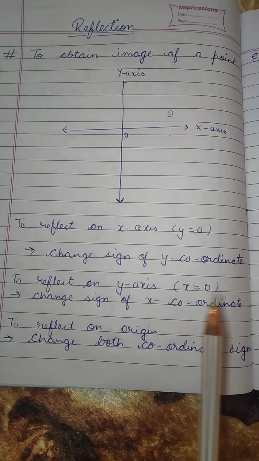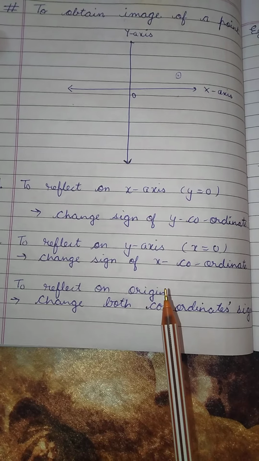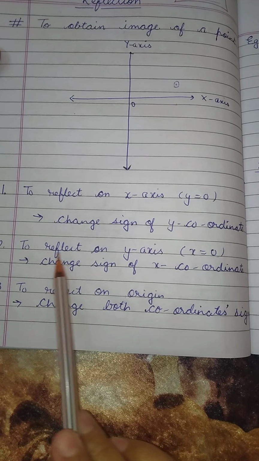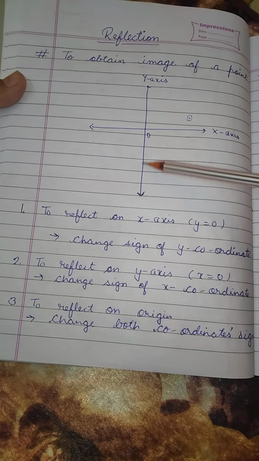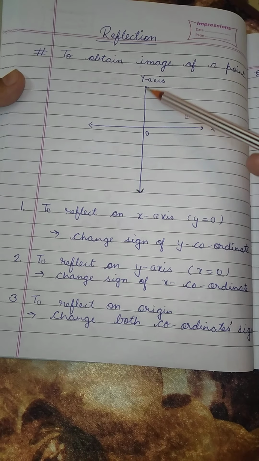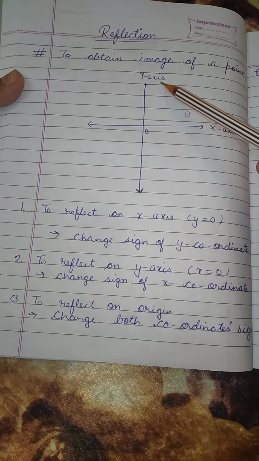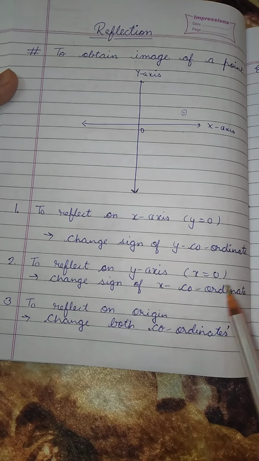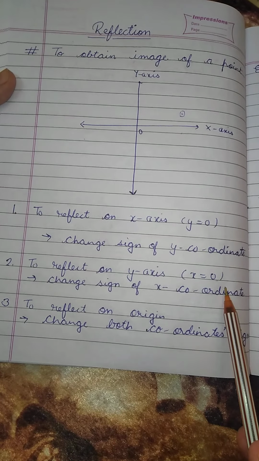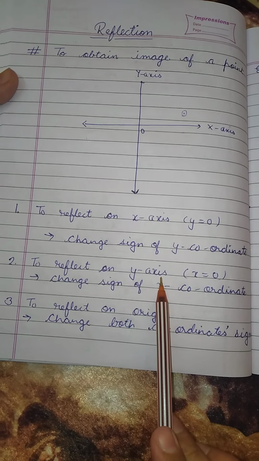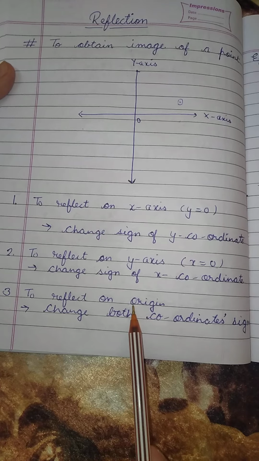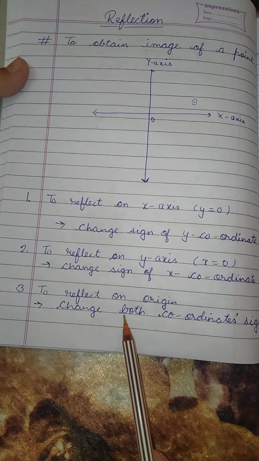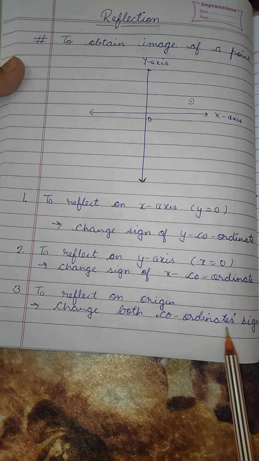I'll explain this to you in the next topic. And if I have to reflect on the y-axis, the name of this line is y-axis and its equation is x equal to 0. So when we have to reflect on the y-axis, we'll change the sign of the x coordinate. And if we have to reflect on the origin, we'll change both signs, meaning both coordinates' signs.